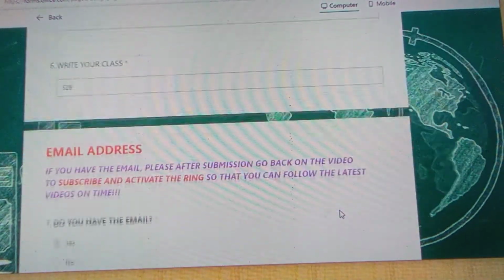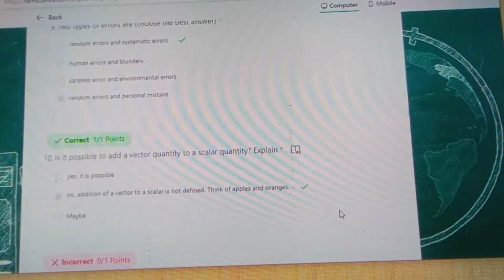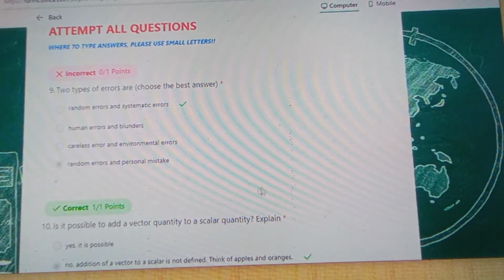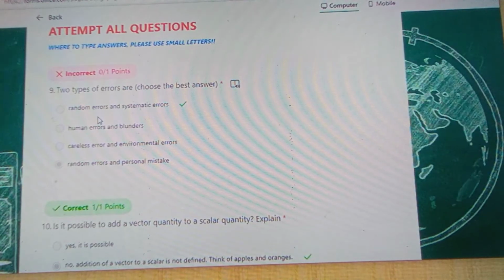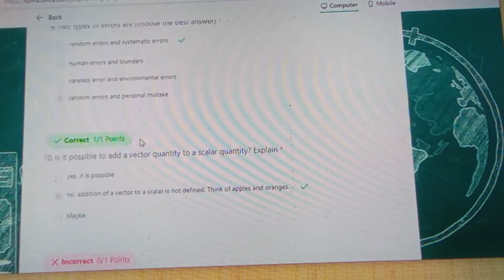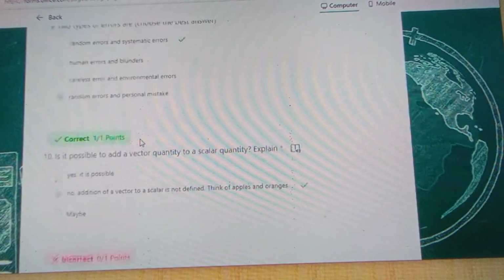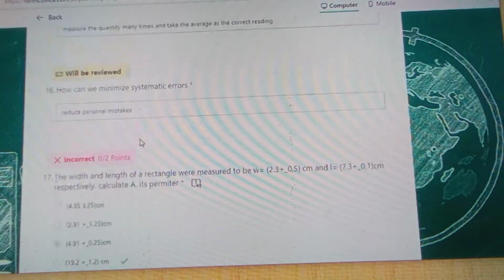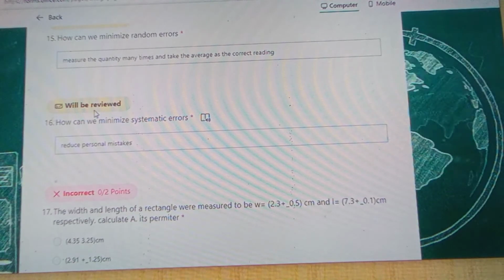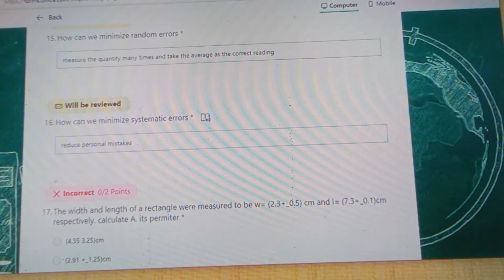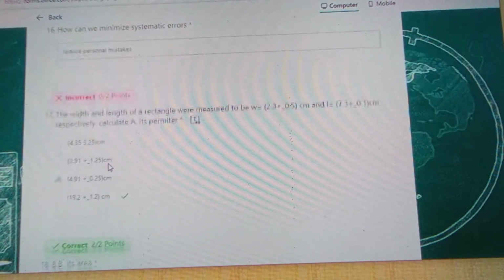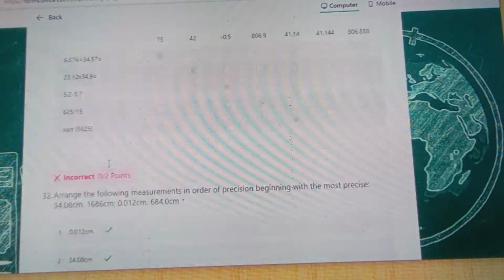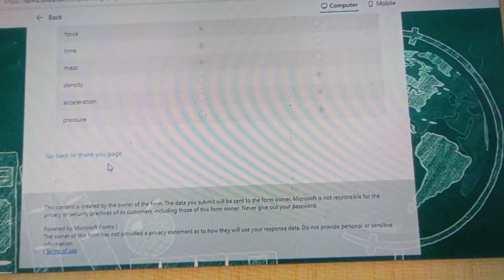Now if you scroll down, you can see the incorrect answers and the correct answers, so that you can see how to do all of these questions. Okay, for this they will be reviewed later. Okay, no problem, don't worry. So this is how to do this quiz.